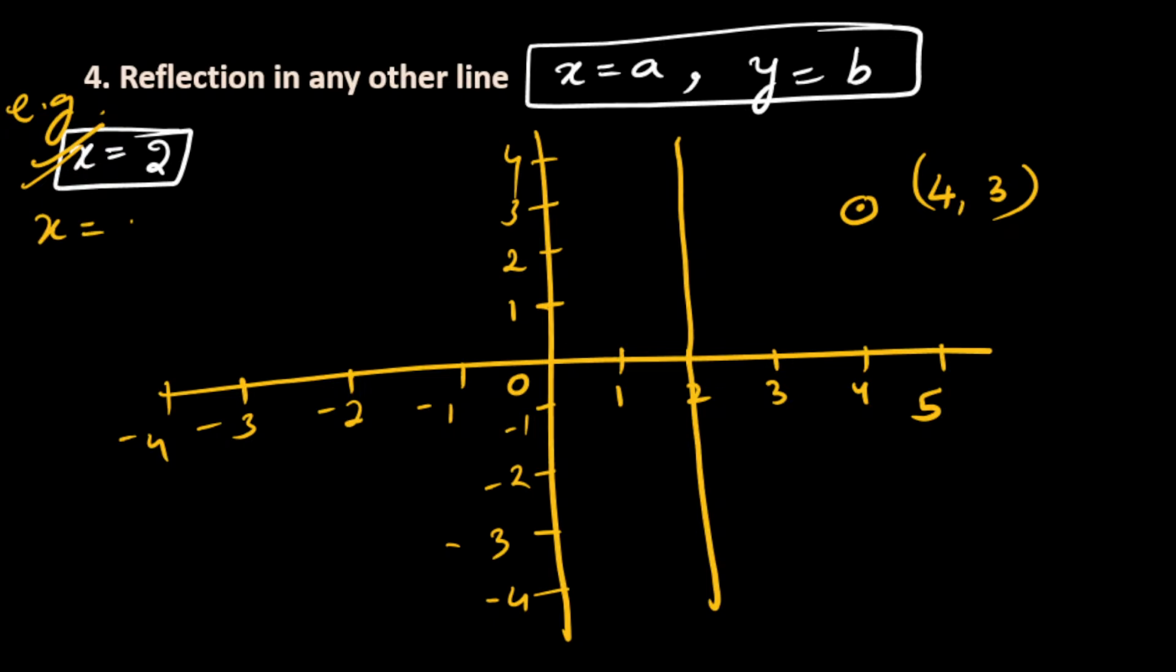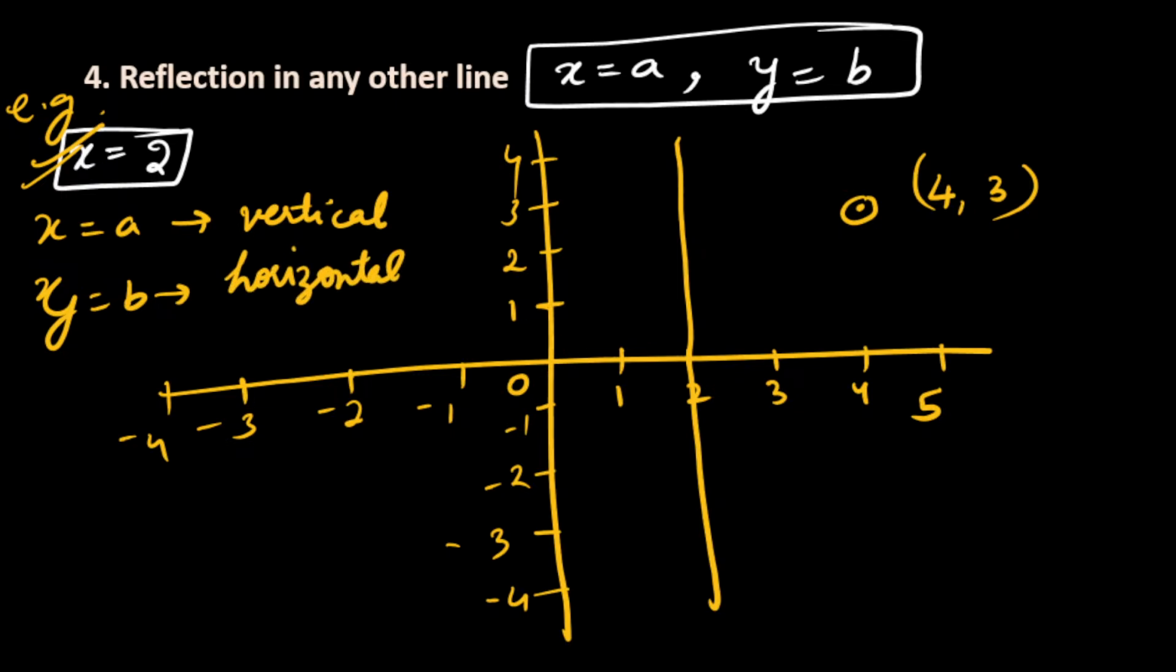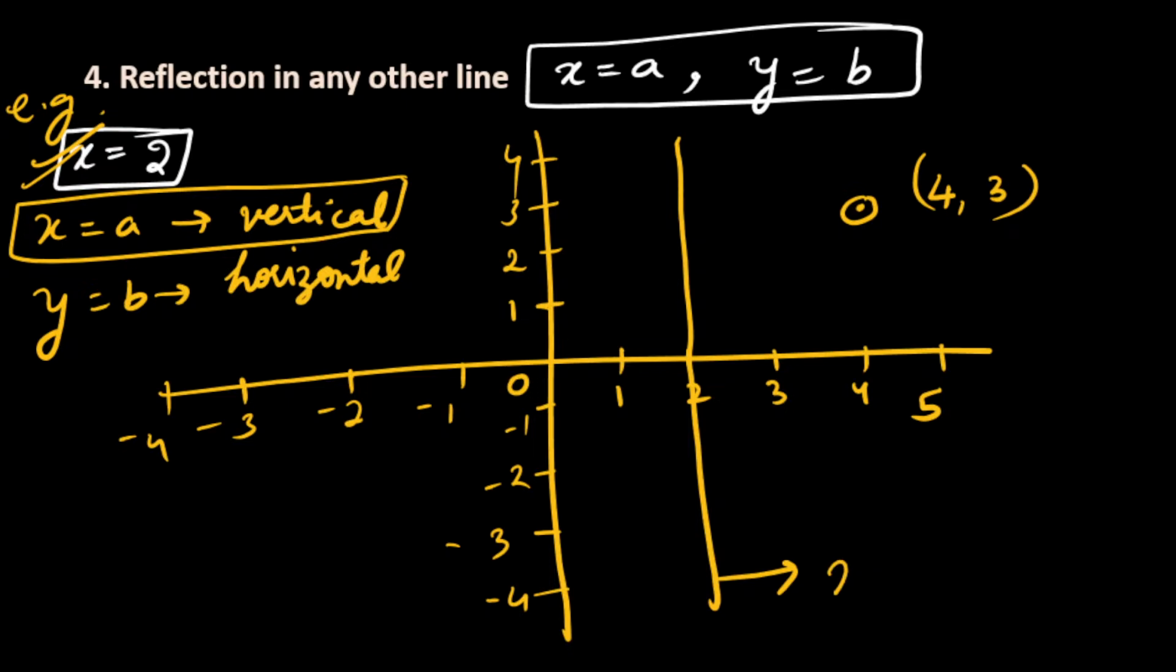Always remember, x is equal to a is a vertical line, like the standard form I am telling you, and y is equal to b will always be a horizontal line. I hope you are making notes along with me. These things are very important. So x is equal to a, like here I have given you x is equal to 2, is a vertical line, and y is equal to b type lines will be horizontal lines. So we have to reflect this point in this line, which is x is equal to a form, but basically it is x is equal to 2.